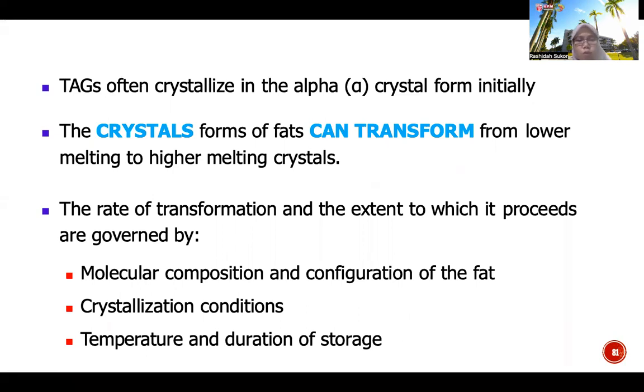Okay, molecular composition and configuration of the fat. That one is number 1. Number 2 is the crystallization condition. And then the temperature and duration of storage.